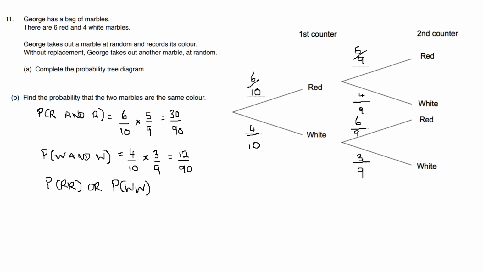Now remember, when I'm doing or, I'm going to add. So I will have 30 over 90, add 12 over 90. That will give me 42 over 90. And in probability, unless you're asked to, you do not need to give your fractional answers in their simplest forms. So the probability of picking 2 marbles that are the same colour is 42 out of 90.